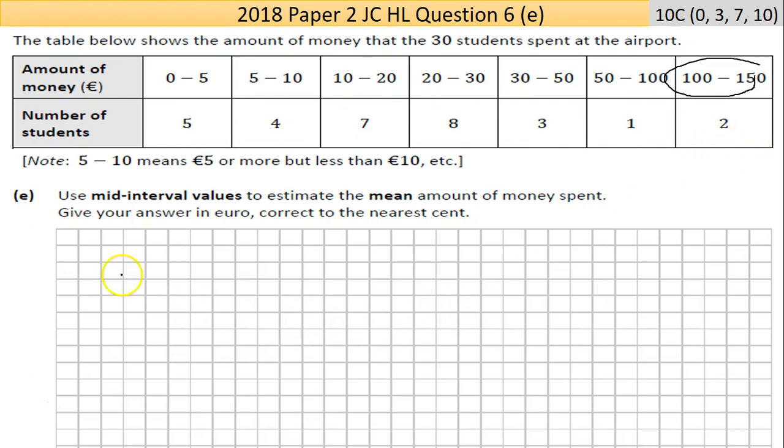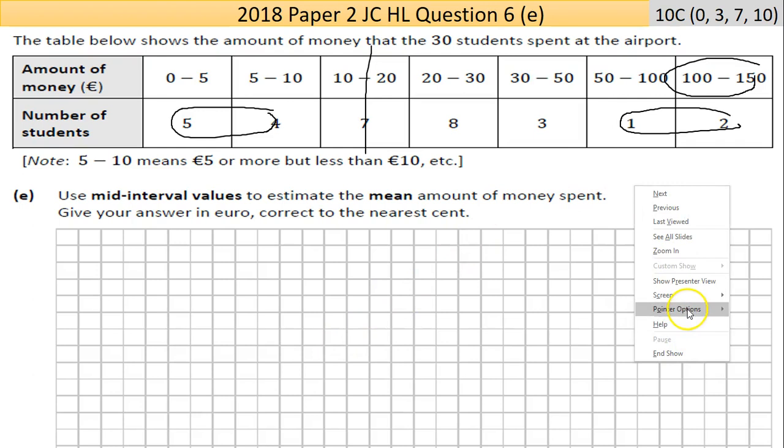It says use mid-interval values to estimate the mean amount of money spent. Give your answer in euros correct to the nearest cent. If you think about it here, the mean is usually the middle. Before we do the calculation, I can have a ballpark answer. It skews towards the largest side. So it could be a small amount, 3 versus 9. So the middle of your data is there, and it's going to pull in this direction. So I'm going to estimate my answer to be in and around 7-ish. Let's see if we get that from the calculation.